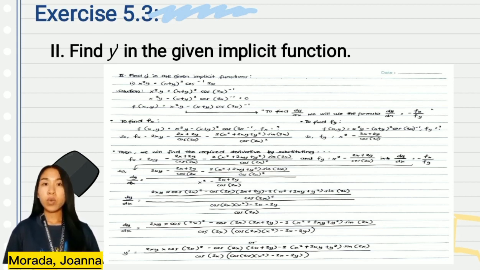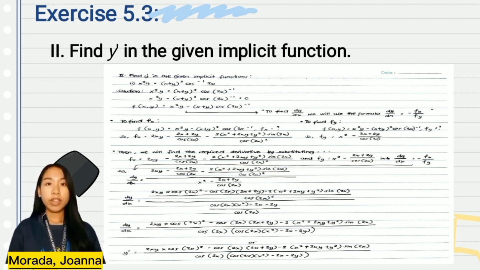And then we will find the required derivative by substituting the first derivative with respect to x, which is equal to 2xy minus 2x plus 2y over cos(2x) minus 2(x squared plus 2xy plus y squared) over cos(2x), and the first derivative with respect to y, which is equal to x squared minus 2x plus 2y over cos(2x), into dy over dx equals negative fx over fy.